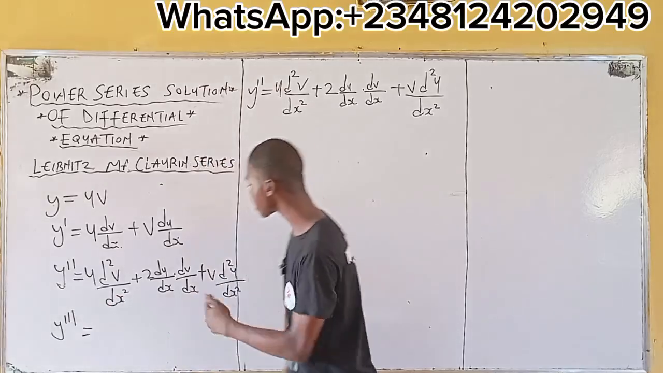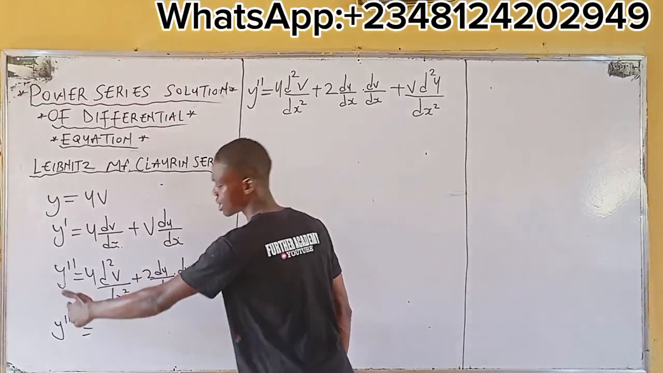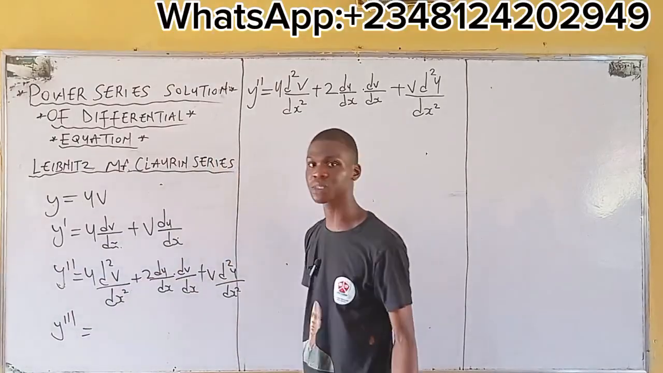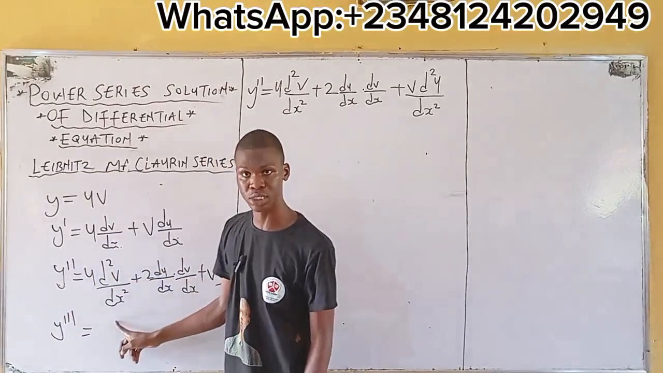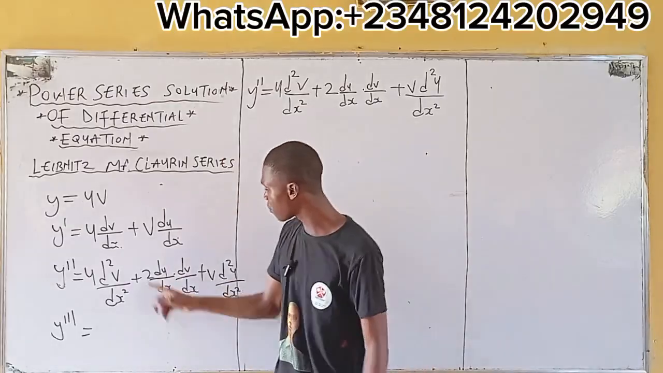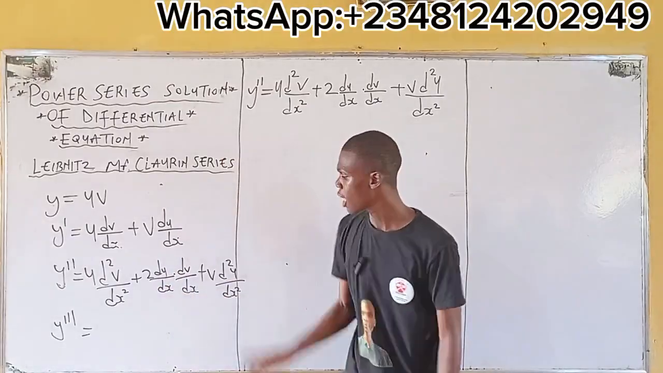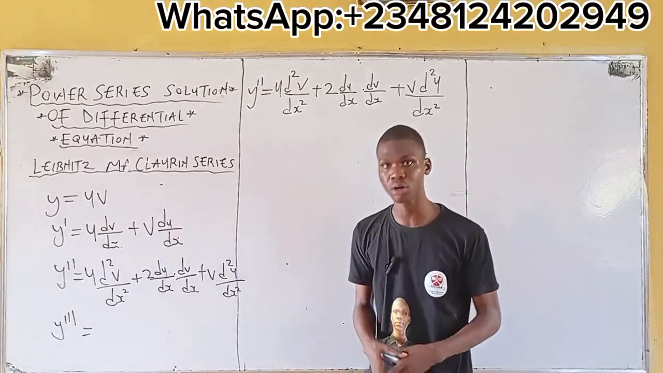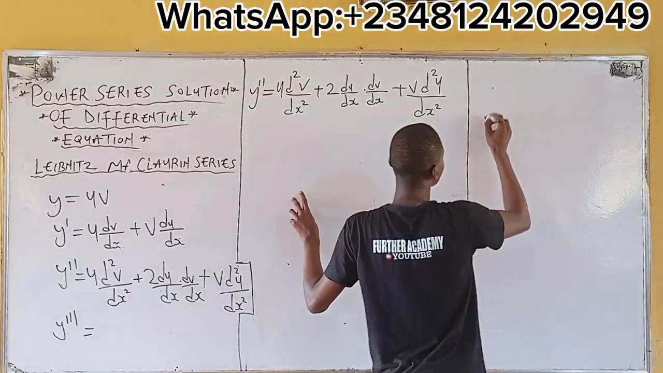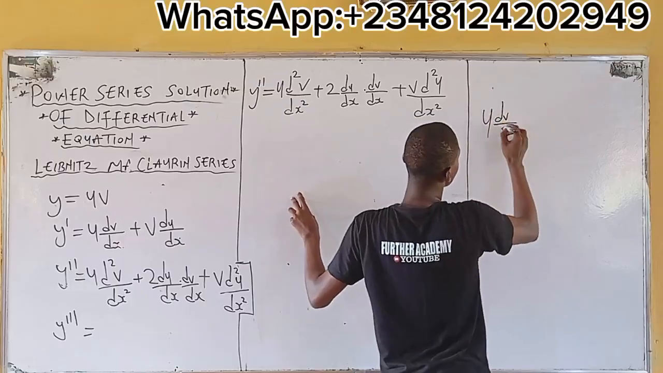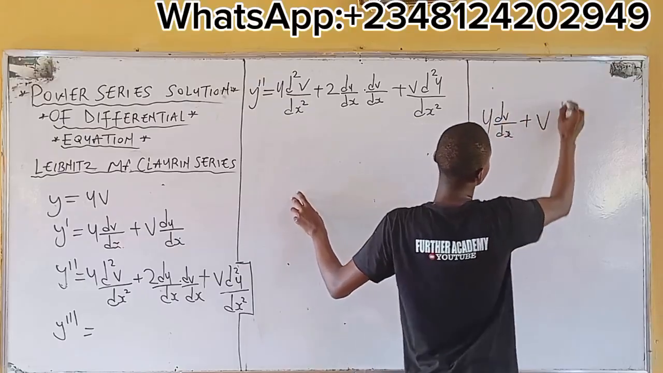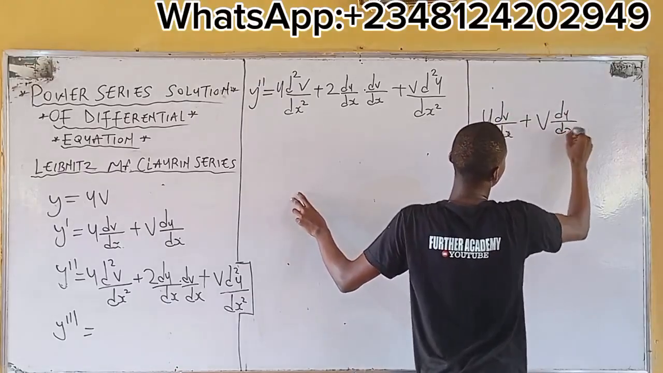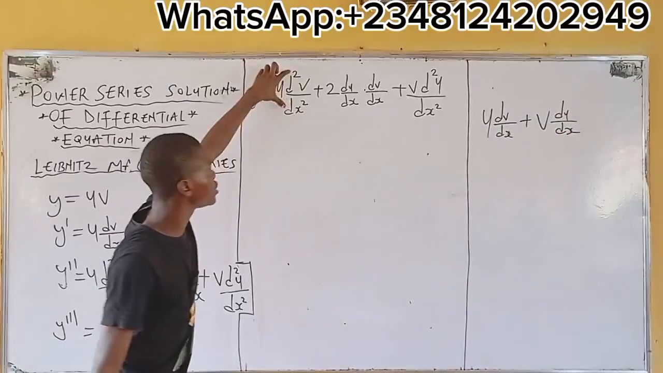Now say you have this as your second derivative. You want to find the third derivative. What does it mean? It means apply product rule to this, get your answer. Apply product rule to this, get your answer. Apply product rule to this, get your answer. Then sum it up. Let's solve. We recall the formula for product rule: u dv/dx plus v du/dx, right? So let's solve this using product rule.